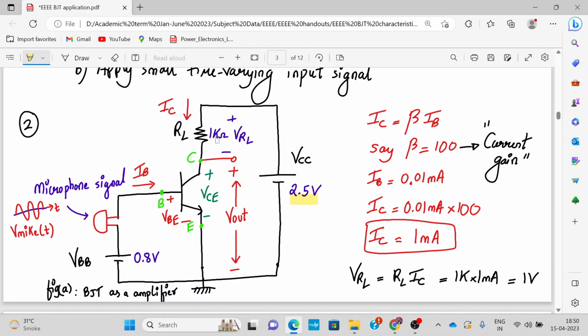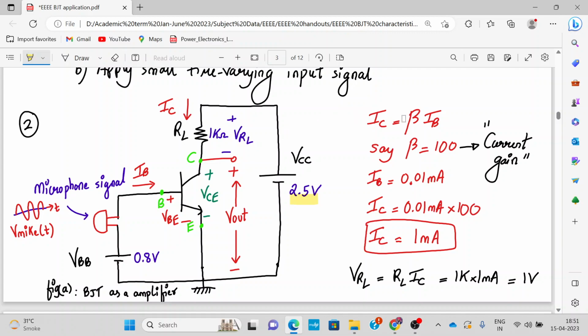Okay, so over here we have a load RL. It's in place of RC. We have written here RL, and that value is around 1 kilo ohm. And output is taken from the collector with respect to ground, where VCE is also equal to V out. We have VBE, we have VCE, and the voltage across RL we call VRL.